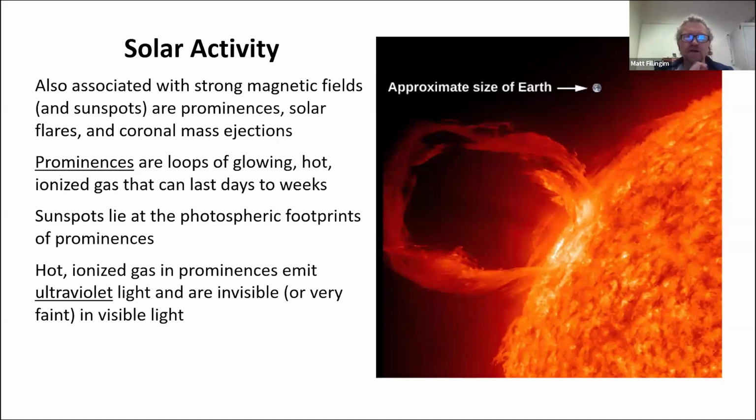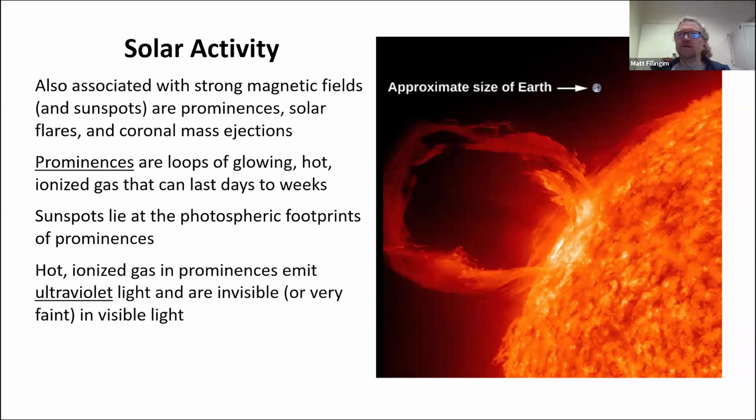Okay, so not only sunspots, but associated with these strong magnetic fields and with sunspots are things we call prominences, as well as solar flares and coronal mass ejections. So we'll talk about each one of them in turn. But prominences, there's a picture here, is a big loop. So it looks like a big loop of glowing hot ionized gas. And these can last days, 2 weeks. And at the base of these loops are sunspots.